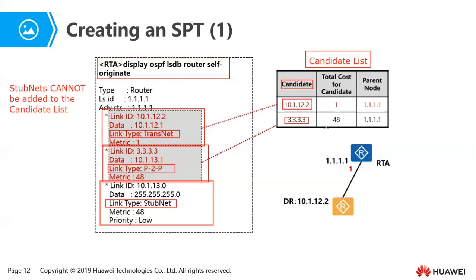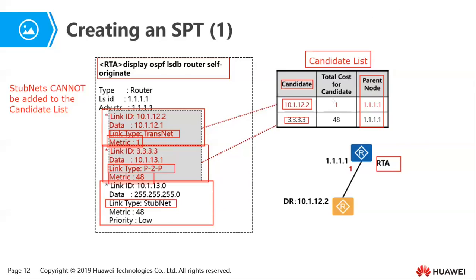Then the next one is the cost. We get the total cost from the metric value. For example, that one is 1, and this one here is 48. Then after that, we have the parent node. At the very beginning, of course, the parent node is the particular router that is beginning to create this SPT. So it is the router ID of the parent node. I hope that is clear.